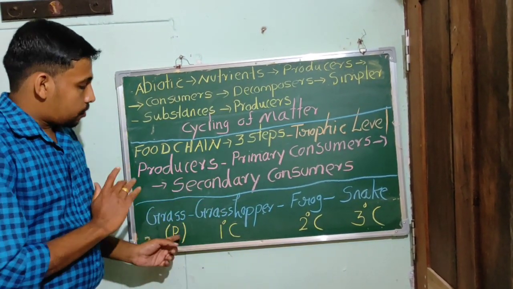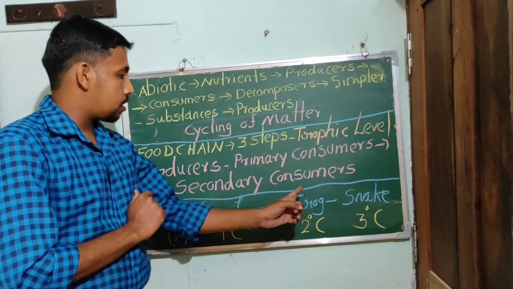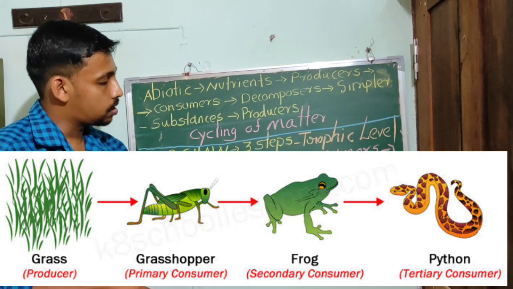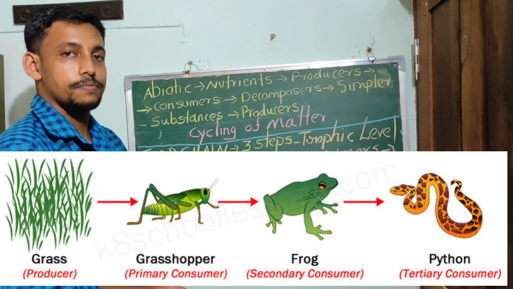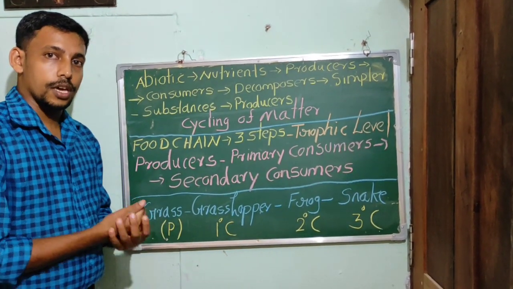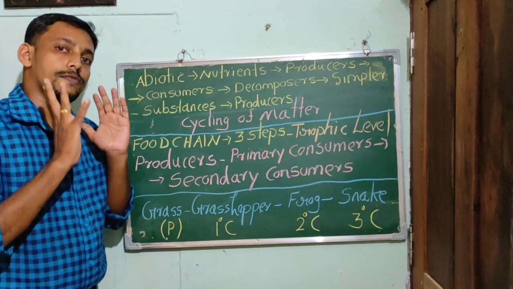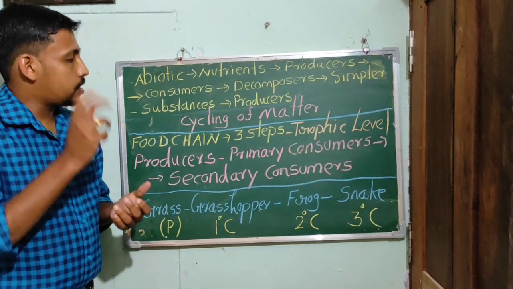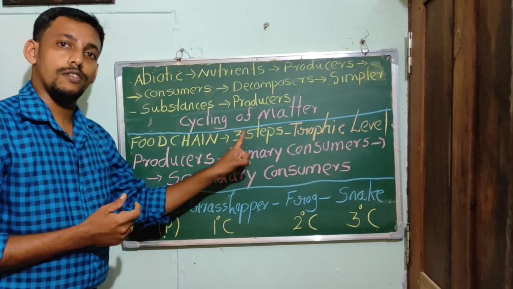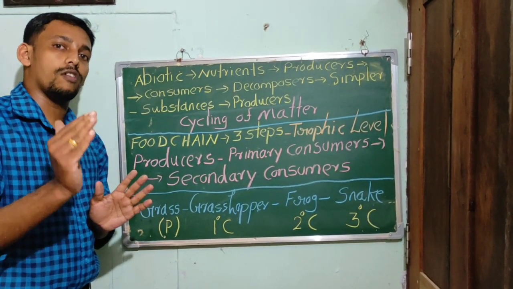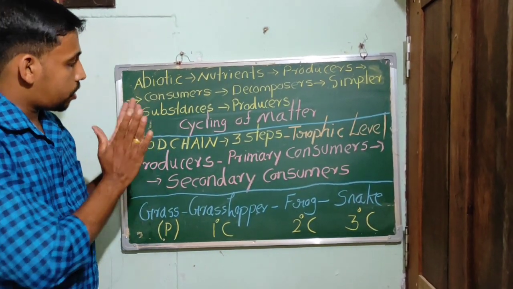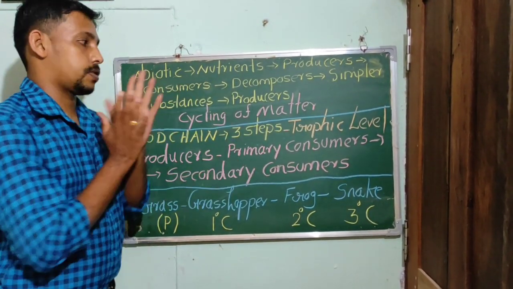This is an example of a typical food chain: grass, grasshopper, frog and a snake. Here the grass is the producer. What are the characteristics of a food chain? A food chain usually consists of 3 steps, but some food chains may have 4 or 5 steps.